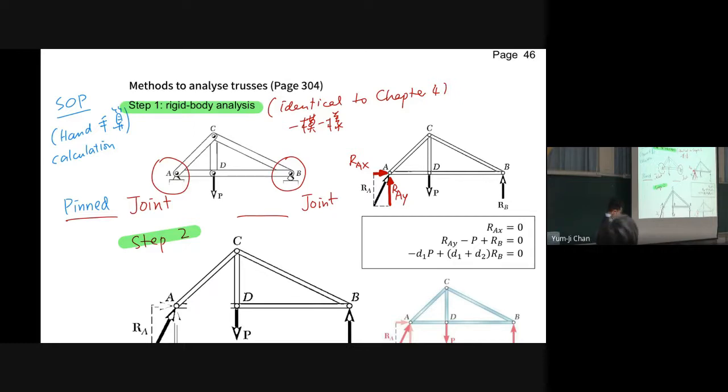And on the right hand side, which type of joint do we have? We have a roller joint. It cannot go up and down, but it is not fixed to the ground, so it can move to the left or to the right. Of course, it cannot move up and down. So we only have one force going up.